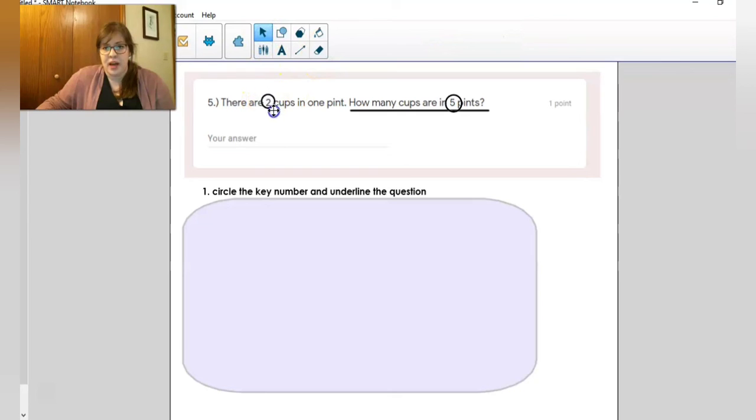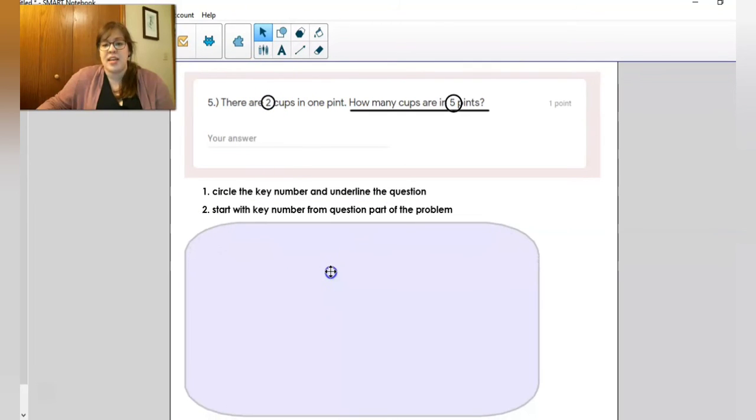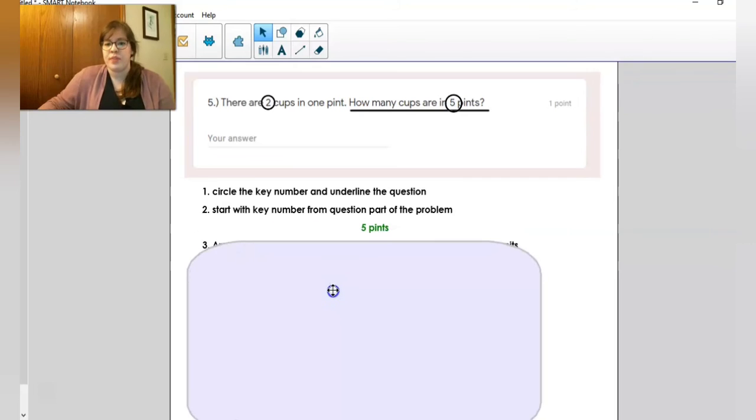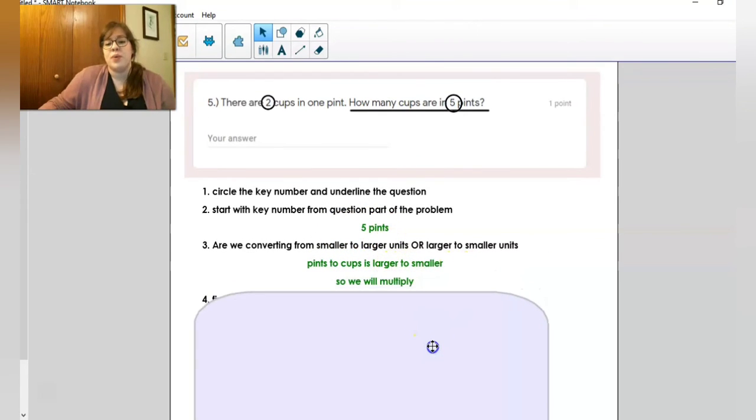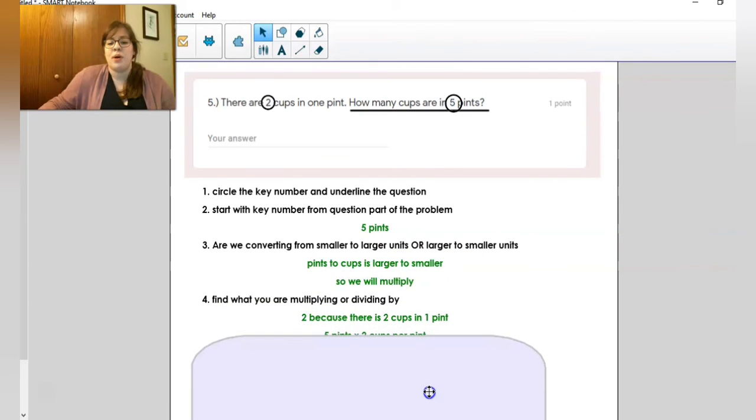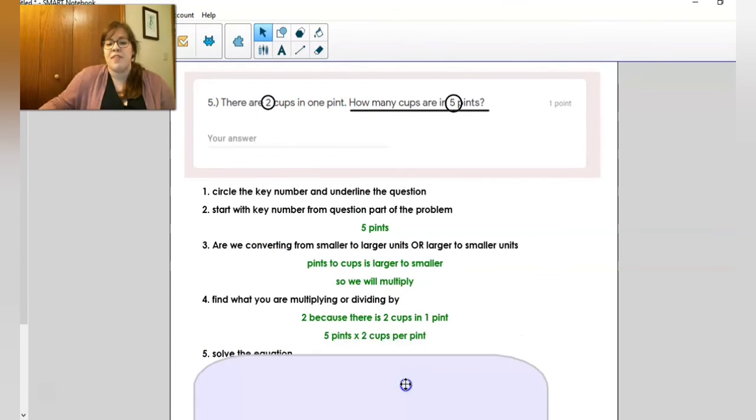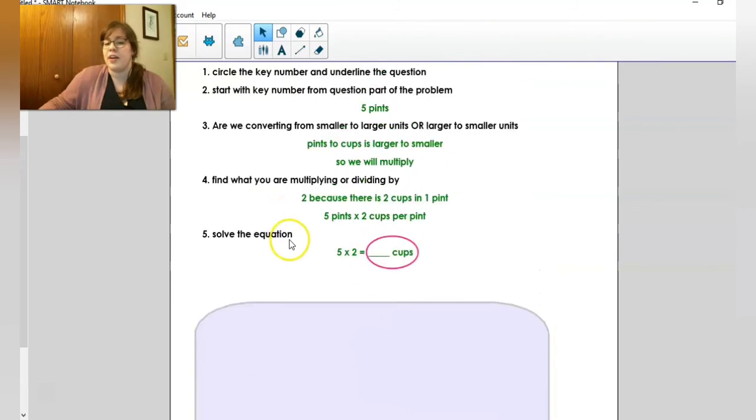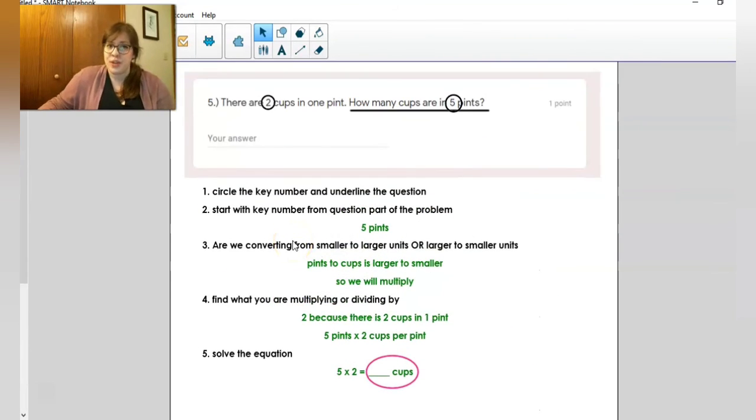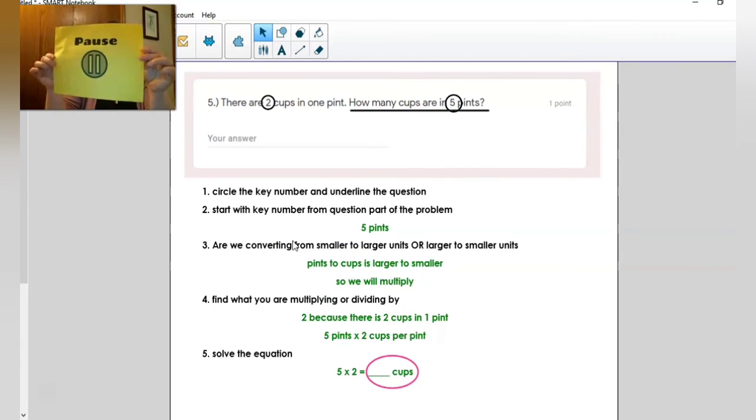Okay, so now looking at the problem, I start with the key number from the question part, so I'm starting with 5. 5 pints. Now I need to think, am I converting from a smaller unit of measurement to a larger, or a larger unit to a smaller? For this one, I know that pints to cups is larger to smaller, so we're going to be multiplying. To find out what we're multiplying by, I look and I see that there are 2 cups in 1 pint. So I'm going to take my 5 pints times 2 cups per pint. So then you're going to solve the equation to get your answer. Take 5 times 2, and that will give you your answer. You can pause the video now and record this.